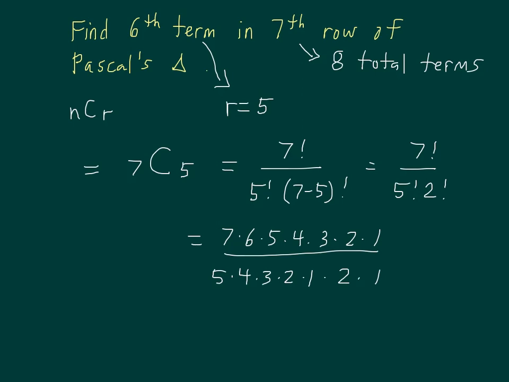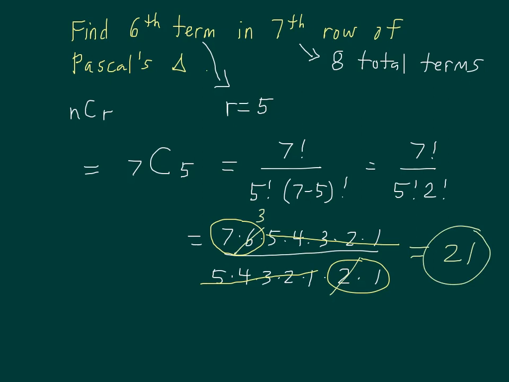The 5 through the 1 will cancel out this 5 through 1. We're just left with this 7 and this 6, and then this 2 and this 1. This 2 will divide into that 6 3 times, and we're left with 21, right? 7 times 3. So check that on your calculator. You can also go back to the first page of notes where we wrote out that 7th row, and you would see that the 6th term was in fact 21 in Pascal's triangle. Next video we're going to take a look at how this is actually useful.